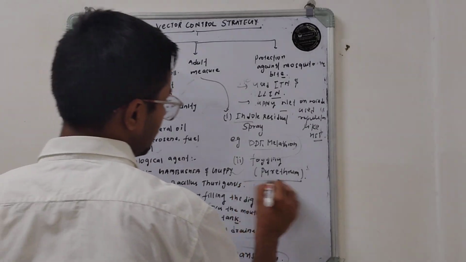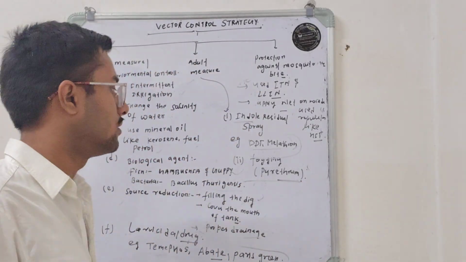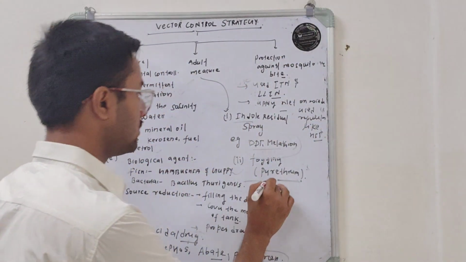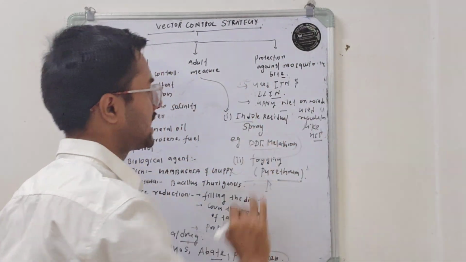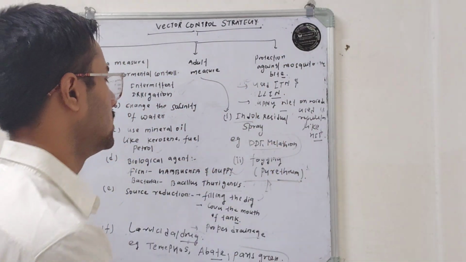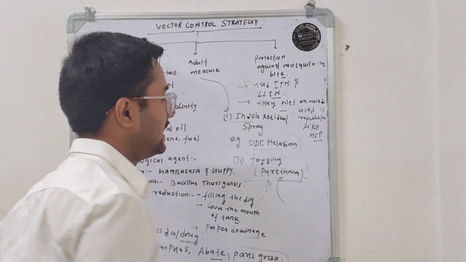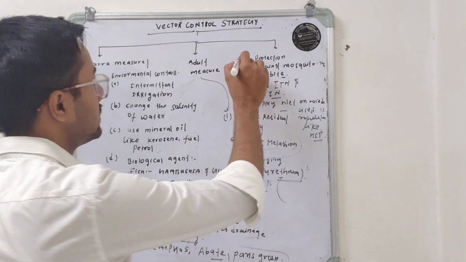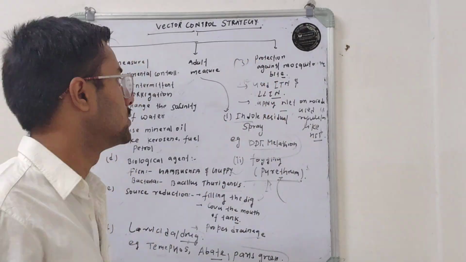We also go for fogging. In fogging, they contain pyrethrum. This is not a very effective way of killing the mosquito, because we require daily fogging. And the third thing is the protection against the mosquito.